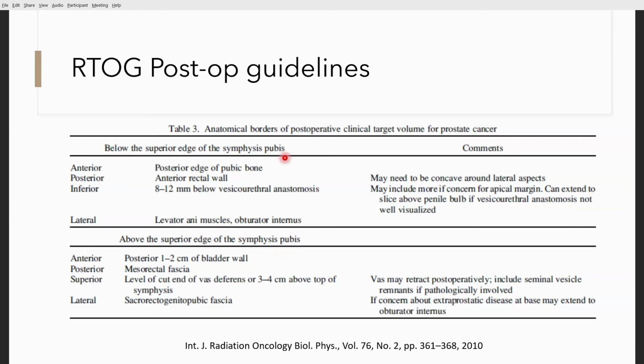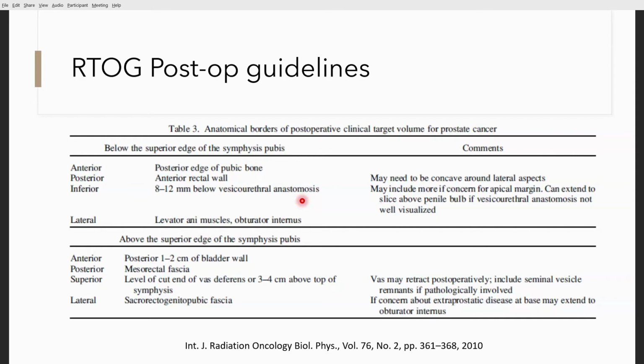There are some simple guidelines to identify the vesico-urethral anastomosis. Generally, when you come down, you see the bladder, and then you stop seeing the urine. The last cut where you can see urine, the cut below that is conventionally considered to be where the vesico-urethral anastomosis is. And you have to go about a centimeter below that.